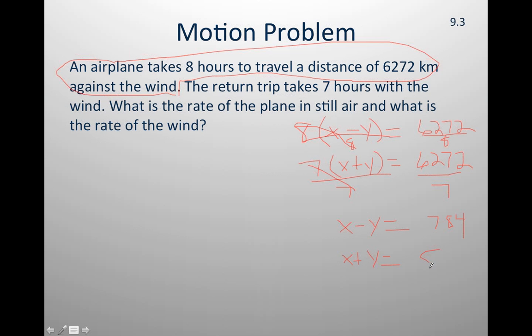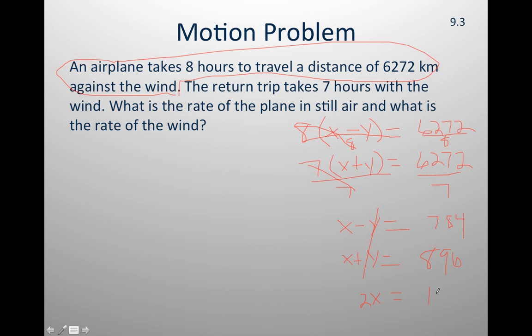That's going to be 896. Okay, so that's your problem right there. So from here we can use the addition method. That's where you cancel out the y's here and here. The elimination method, cancel these out, and you're left with 2x here. Add the x's together. And then you add the other side together, the 784 and the 896.